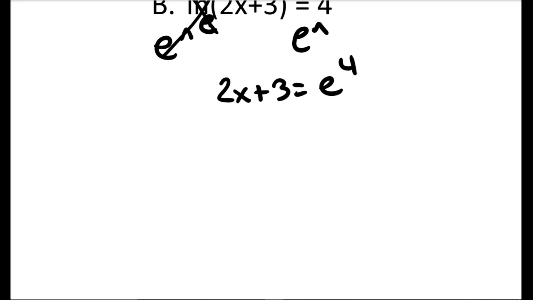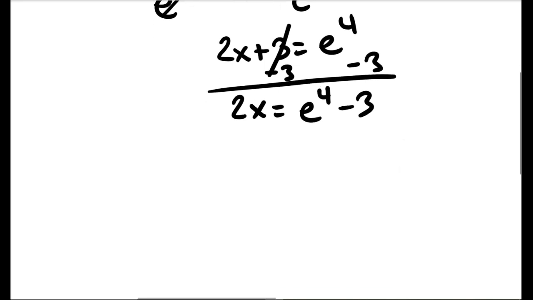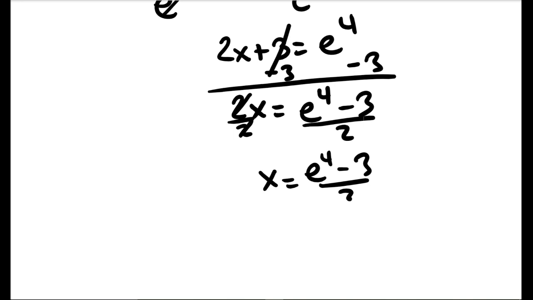And then we're going to solve for x here, so we're going to subtract 3 on both sides. So 2x equals e to the fourth minus 3. Then we're going to divide by 2 on both sides. So x equals e to the fourth minus 3 divided by 2. We're going to put this in parentheses here.